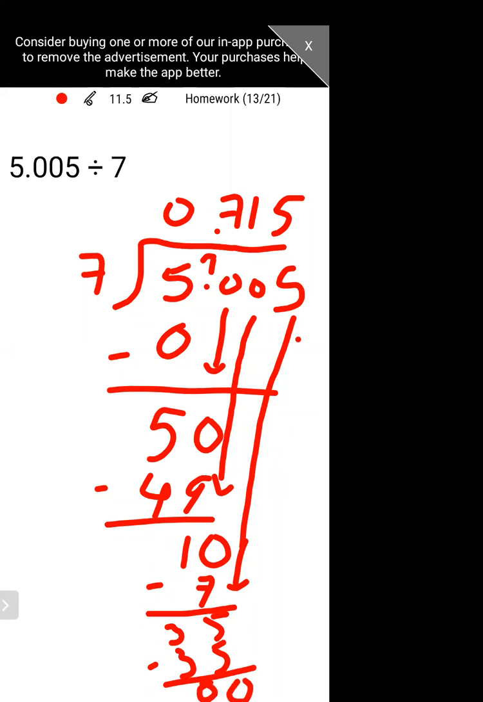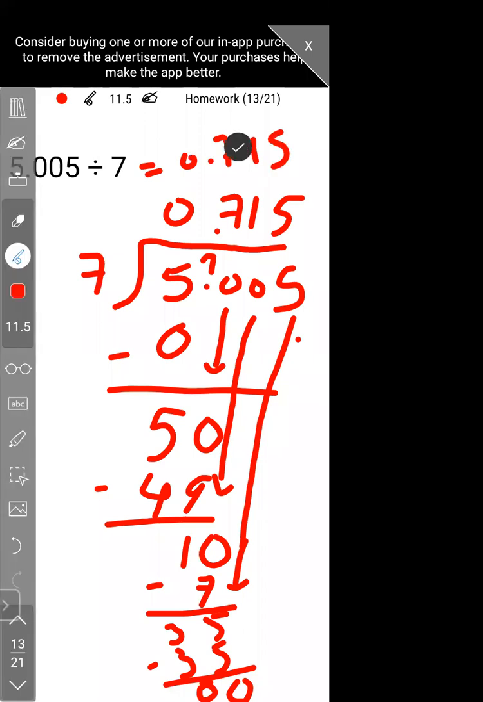So your answer is 5.005 divided by 7 is 0.715. Okay, again ignore my writing please.